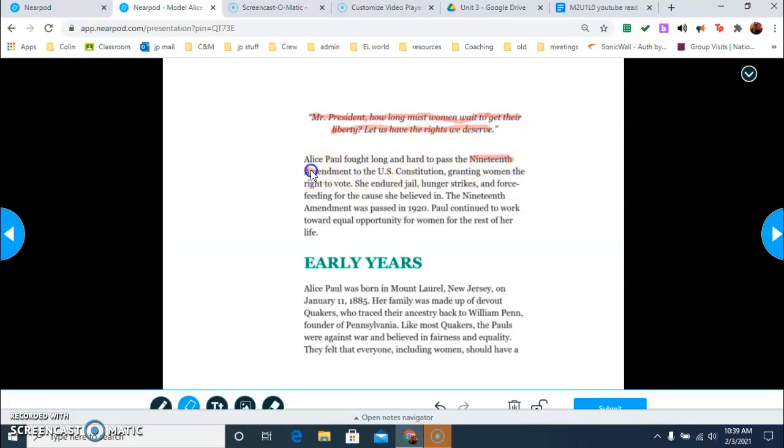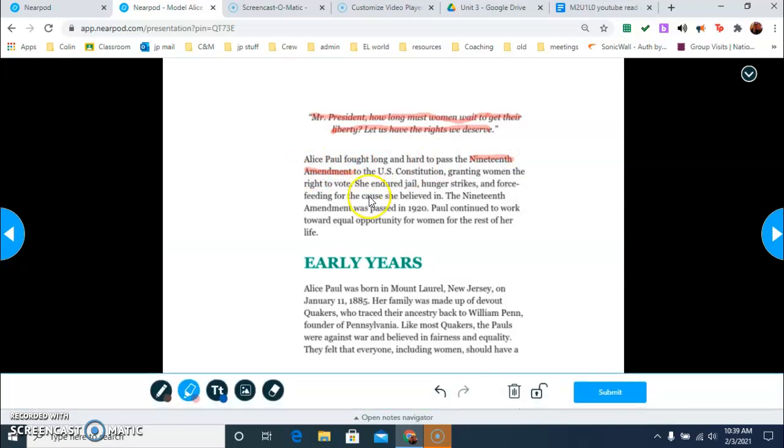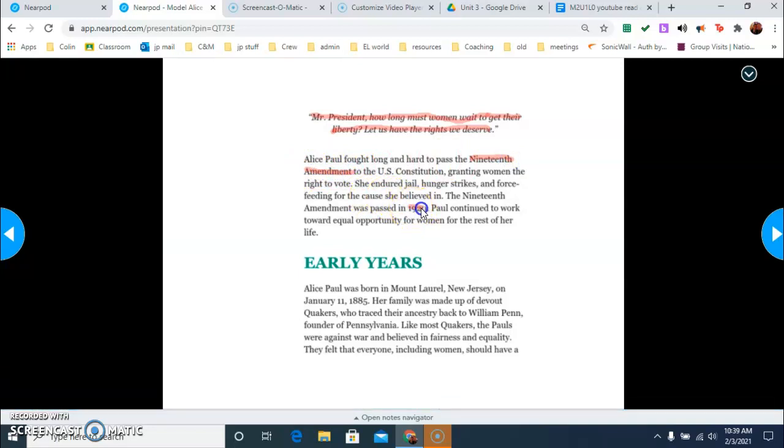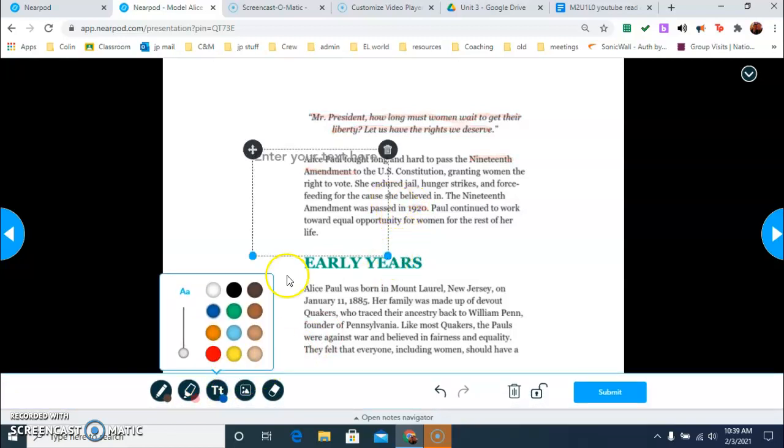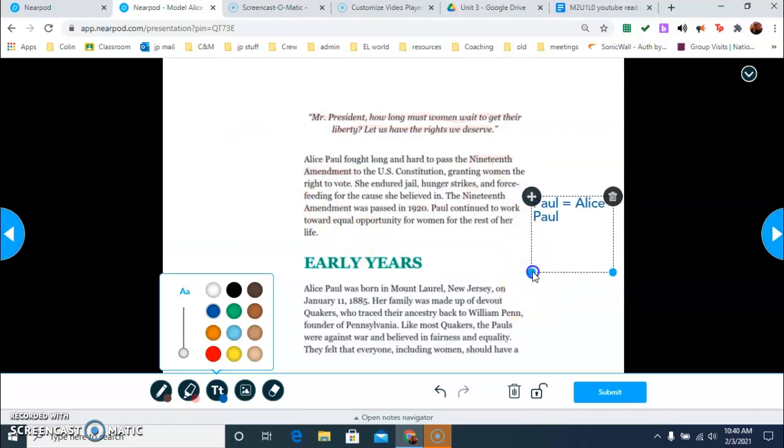A couple important things. That's what we're talking about, the 19th Amendment. It was passed in 1920. And one thing I want to mention here, this text box allows you to write that when we see Paul, it equals Alice Paul. So it's important to keep that in mind. They'll talk about her with her last name throughout this text. I'll put this over here. And we want to keep in mind that when they do, they are talking about the woman Alice Paul.